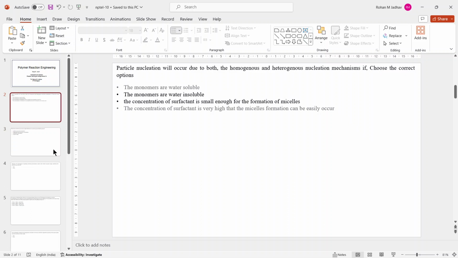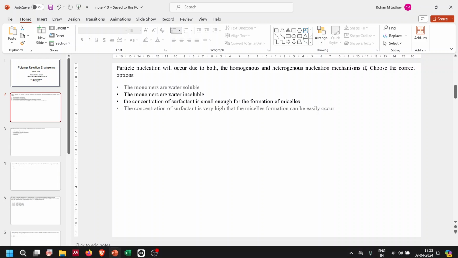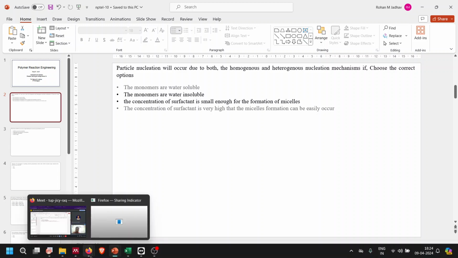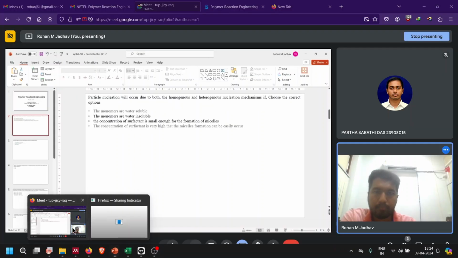The first question: particle nucleation will occur due to both homogeneous and heterogeneous nucleation mechanism. Choose the correct options. So we saw this last time also, but let's go through it again. You have gone through the notes also, right? So you might have come across the particle nucleation of homogeneous and heterogeneous mechanism.